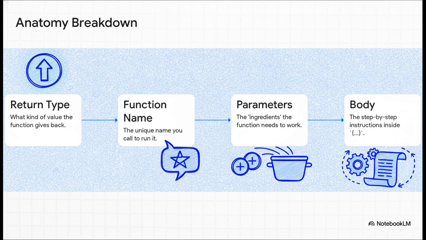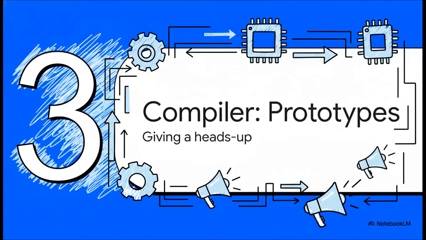That's the step-by-step recipe. Okay, so we've written our recipe, but before we can use it, we have to let the head chef, in this case the C compiler, know that our recipe even exists. And for that, we need something called a prototype.